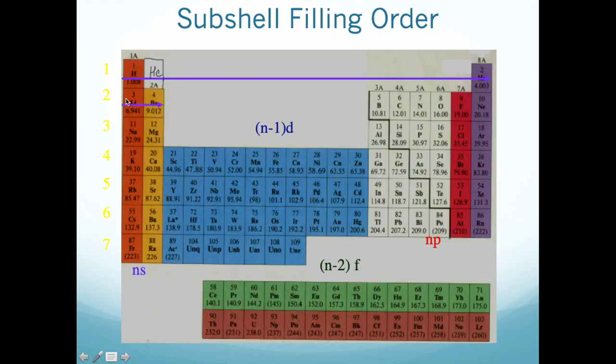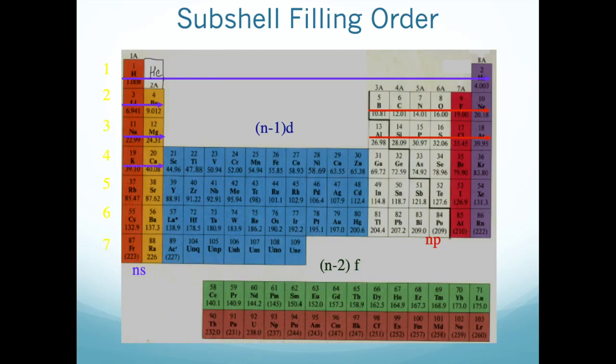Well, you go through lithium and beryllium. Now notice you're in the second row, and you're still in that S block. So that's 2s. Next, when you go through boron through neon, you're still in that second row, but now we're in the P block. This whole thing is the P block. So this is 2p. After 2p comes 3s, third row in S block. After 3s comes 3p. After 3p comes 4s.